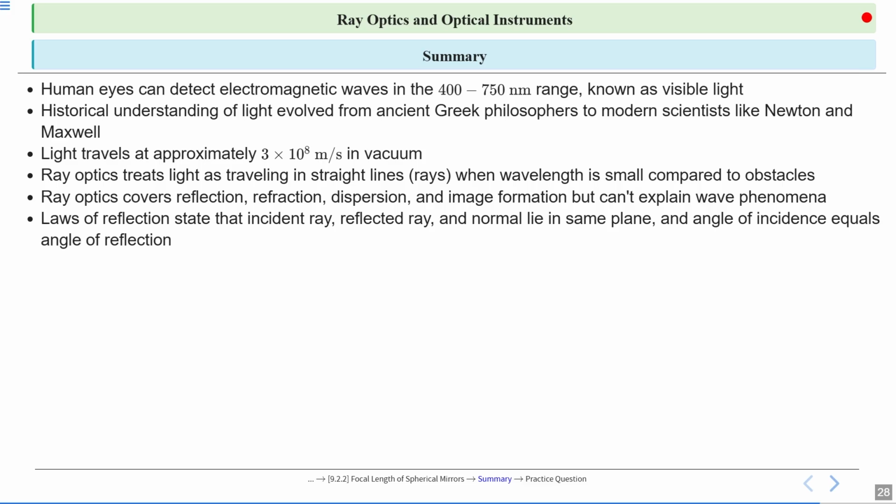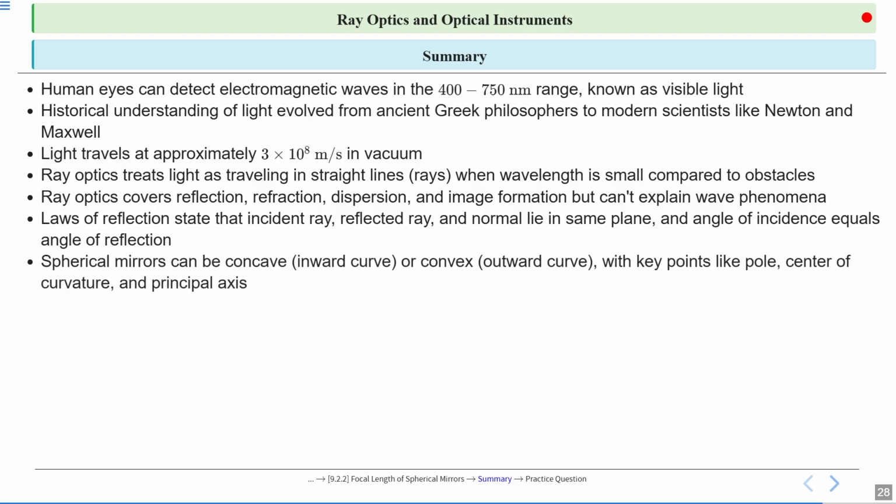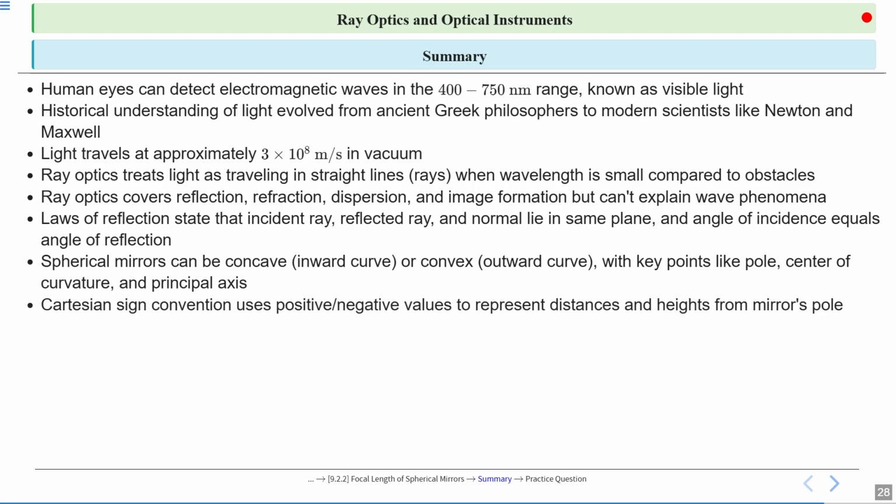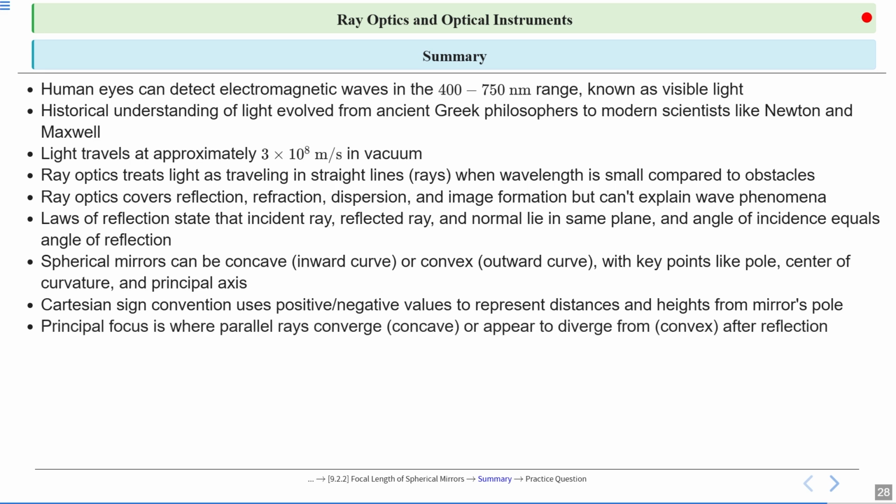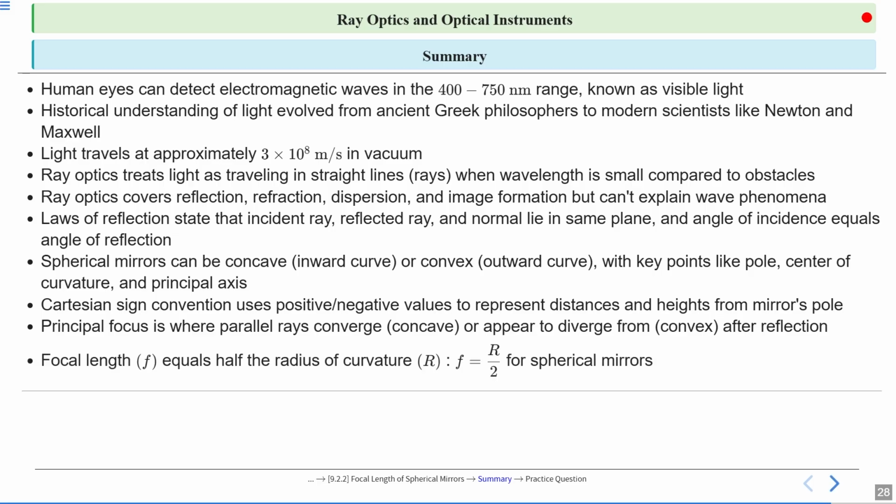Laws of reflection state that incident ray, reflected ray and normal lie in the same plane and angle of incidence equals the angle of reflection. Spherical mirrors can be concave, inward curve, or convex, outward curve, with key points like pole, center of curvature and principal axis. Cartesian sign convention uses positive and negative values to represent the distances and heights from the mirror's pole. Principal focus is where parallel rays converge or appear to diverge after reflection. Focal length f equals half of the radius, that is f = R/2, for spherical mirrors.